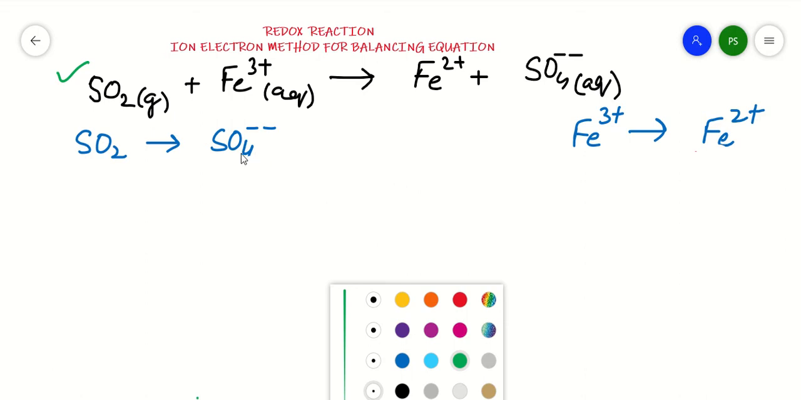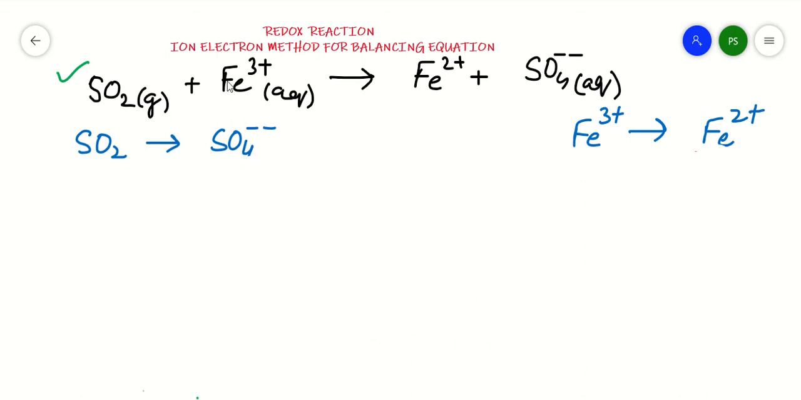Like I do: SO2 is transforming into SO4 with minus 2 charge, and Fe3 positive charge is transforming into Fe positive 2 charge. Now start balancing these two half equations individually. If you see carefully, in this equation the number of sulfur on the left hand side and right hand side is 1 and 1, and on the left hand side there are 2 oxygen atoms, on the right hand side there are 4 oxygen atoms.